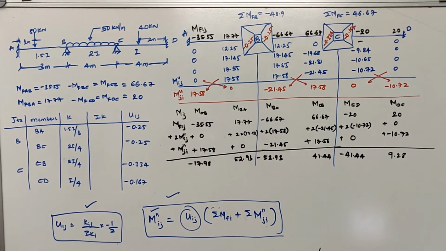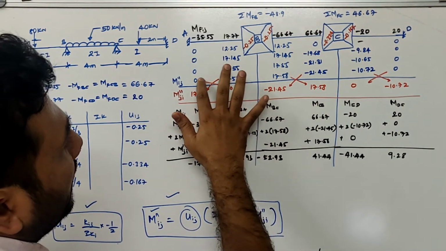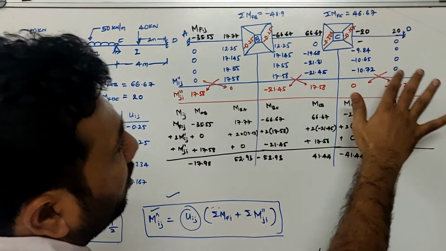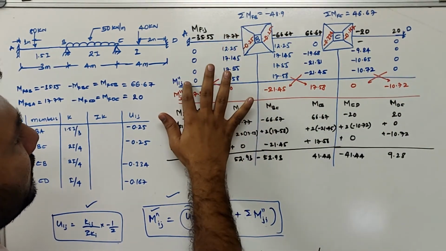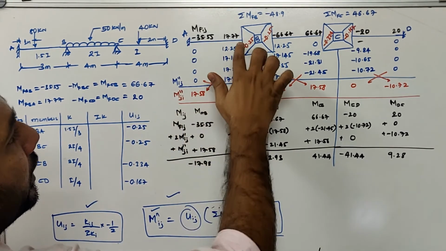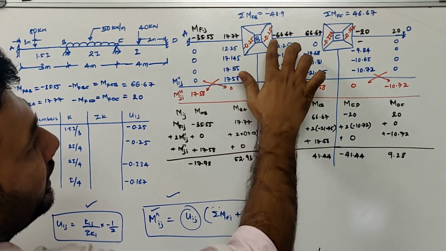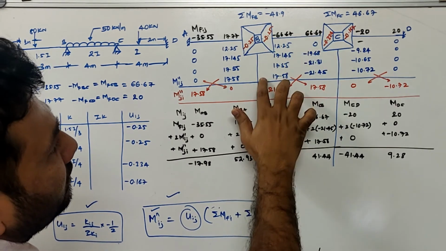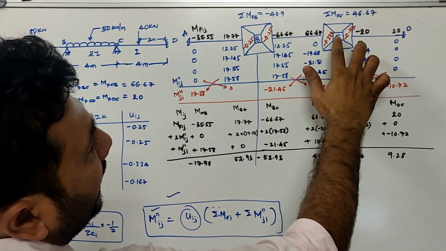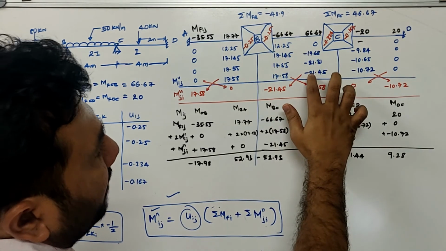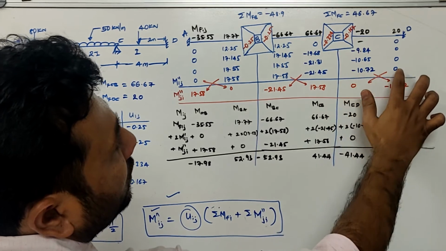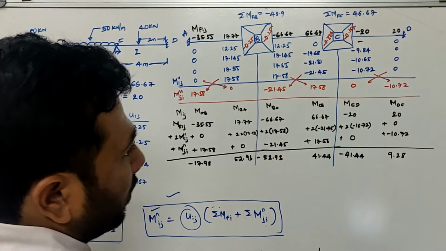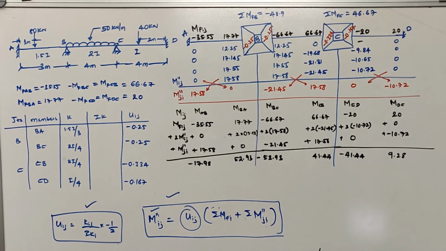Okay, now what I'll do is, this ceases my iterations. Once I cease this iteration, I'll call all these the rotation moments at those particular ends. The rotation moment at AB is 0, at BA is 17.58, at BC is 17.58, at CB is minus 21.45, at CD is 10.72, and similarly at DC it is 0. So these are my final rotation moments.